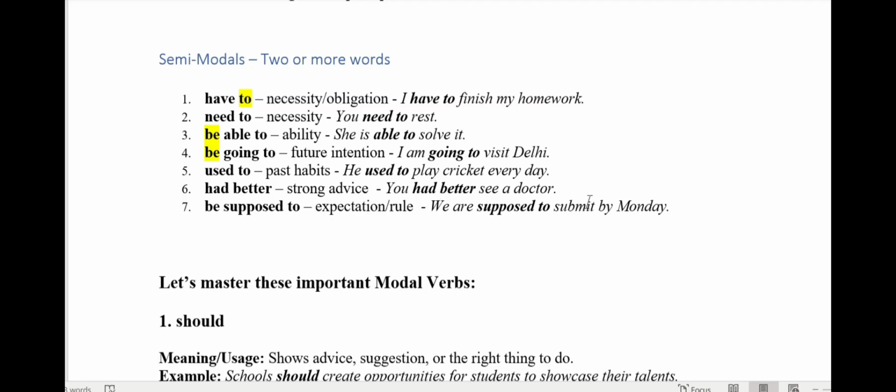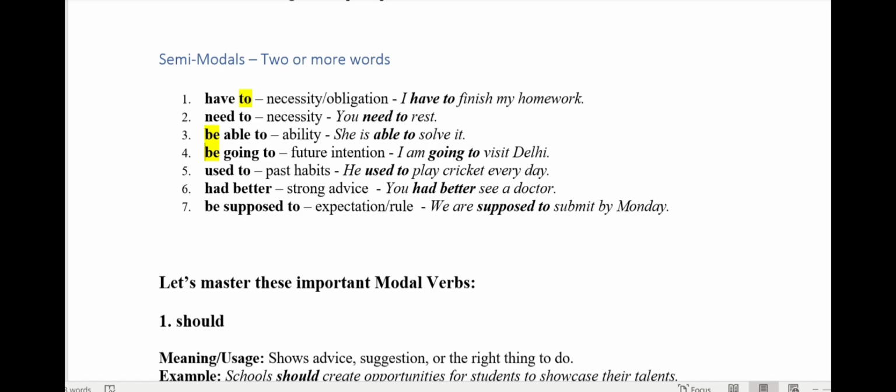Now, be supposed to, the three words now. Remember, be forms and the word is supposed to. What is this used for? It is an expectation or the rule. We are supposed to submit by Monday. The good thing again is, pause the session, work on the words, make your own sentences and keep posting them.